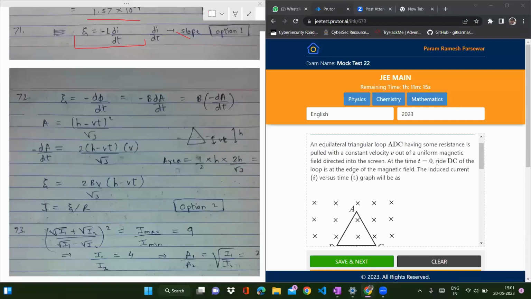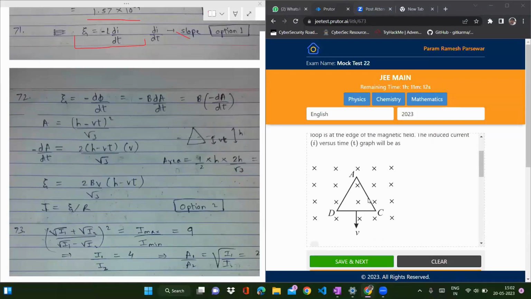But as at t equals 0, the side DC is at the edge of the magnetic field and it will soon start coming out of the magnetic field. So the area which is in the magnetic field will go on decreasing and so the flux will change. Here we have the relation E equals minus d phi by dt, equals minus B dA by dt, where B is the magnitude of the magnetic field and dA by dt is the rate of change of area. Now the area can be calculated as (h minus vt) whole square by root 3 is the expression for area. As an equilateral triangle was given, in t time it will cover vt distance.